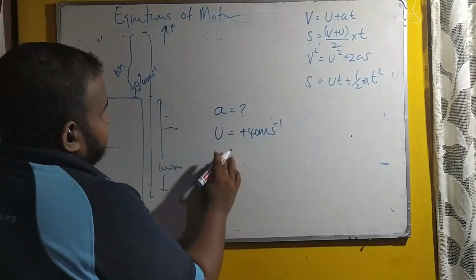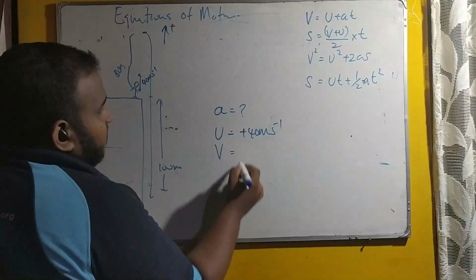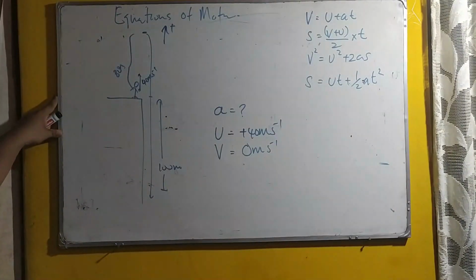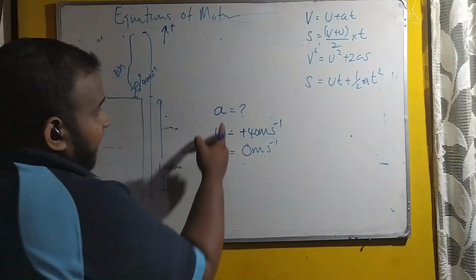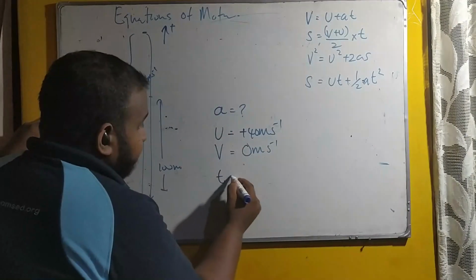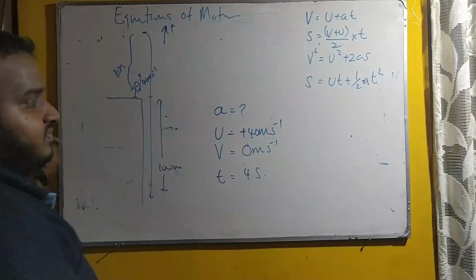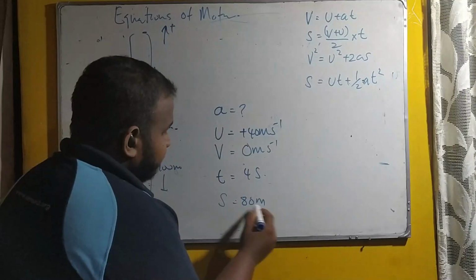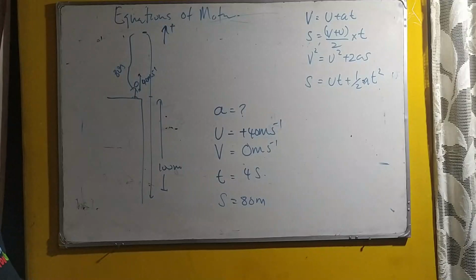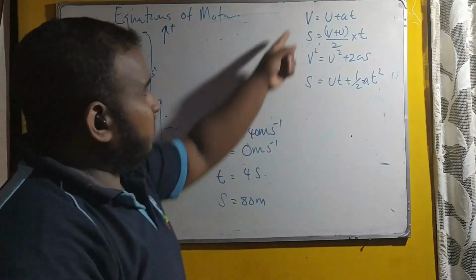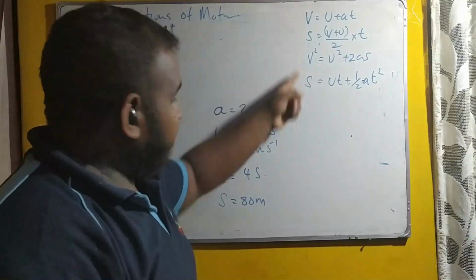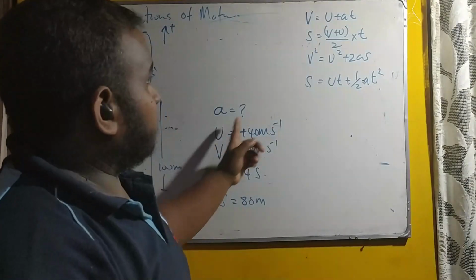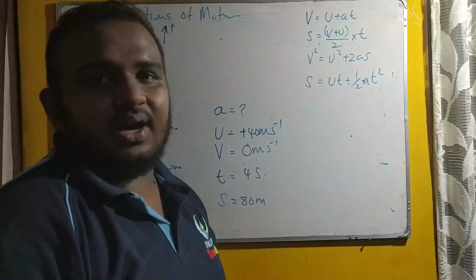And the second one, you know the final velocity. The final velocity is 0 meter second minus 1. And third, acceleration they have asked. I have given you the time taken as well. It is 4 seconds. Also I have given you the displacement. It is 80 meter. So out of these, by considering these data, you should select an equation which will give you the answer.